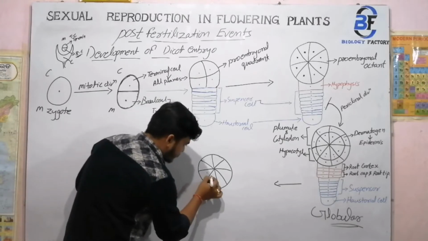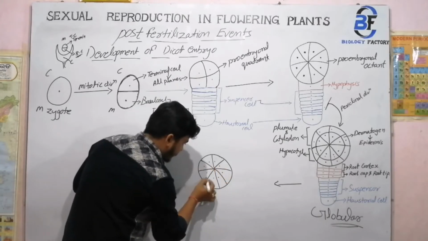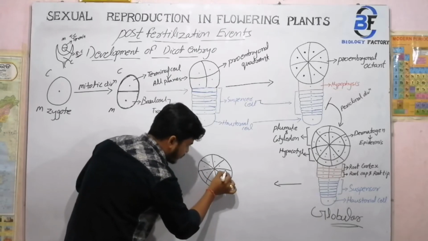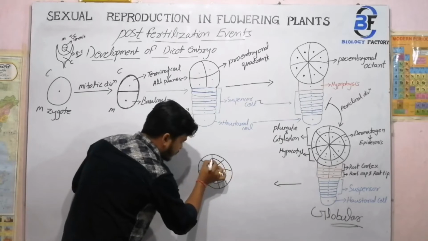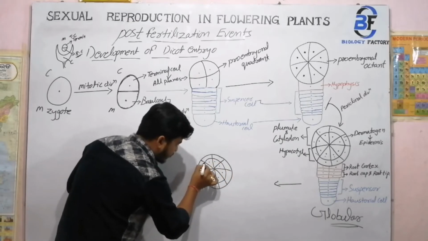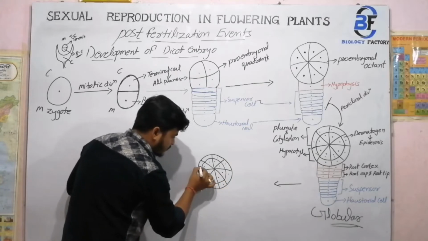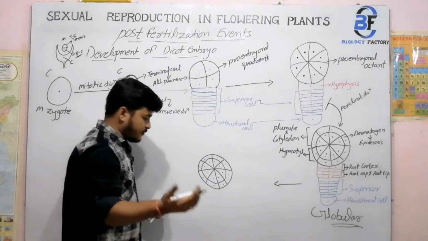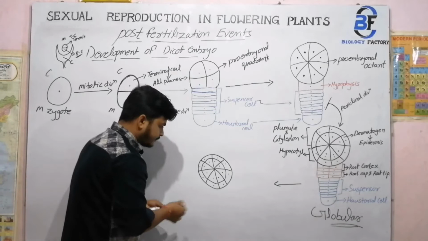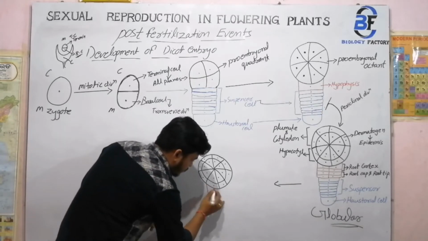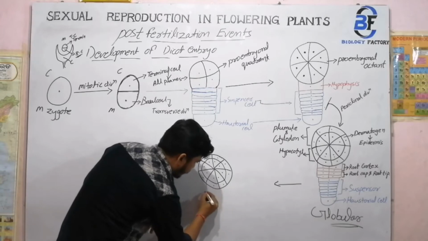These are the cells, and the periclinal division also takes place, and the dermatogen is formed, the outer layer, which changes to form the epidermis. Next, changes take place in the hypophysis.